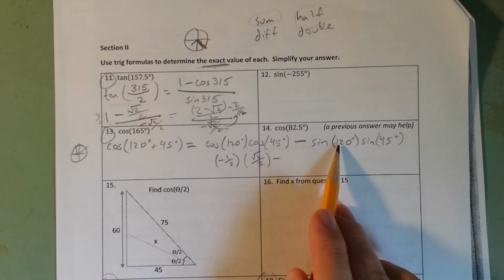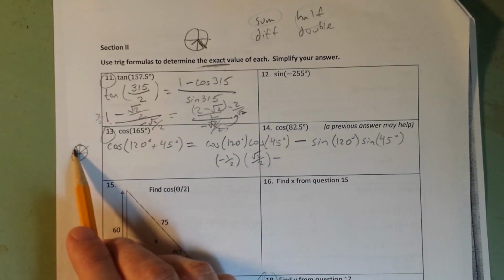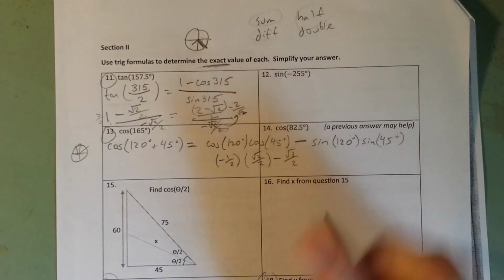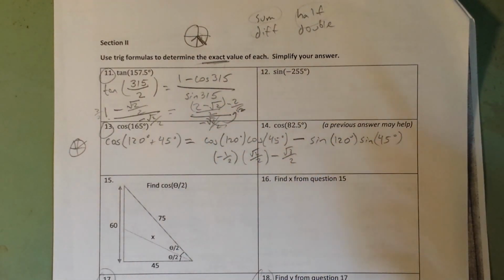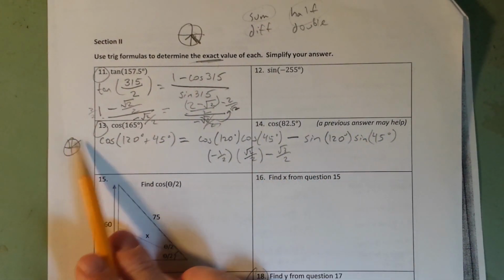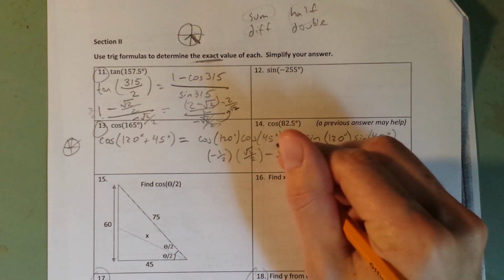Minus sine of 120. Here's 120. Sine would be the long leg of the triangle there, so that's the square root of 3 over 2, and it's positive. But because we have this minus sign here, our answer is going to be negative. And then sine of 45. Here's 45. The sine is the square root of 2 over 2.